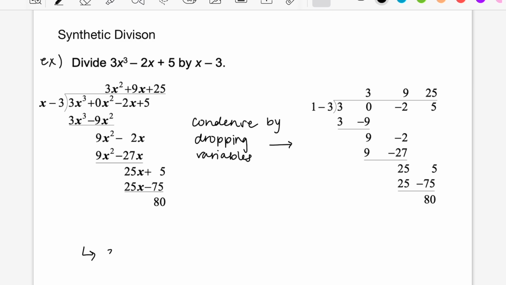In this case, our answer is going to be 3x squared plus 9x plus 25. So I'm just looking at this here and using the fact that our answer is going to have degree 1 less than our original polynomial. And then our remainder is going to be this 80 over the binomial we divided by.